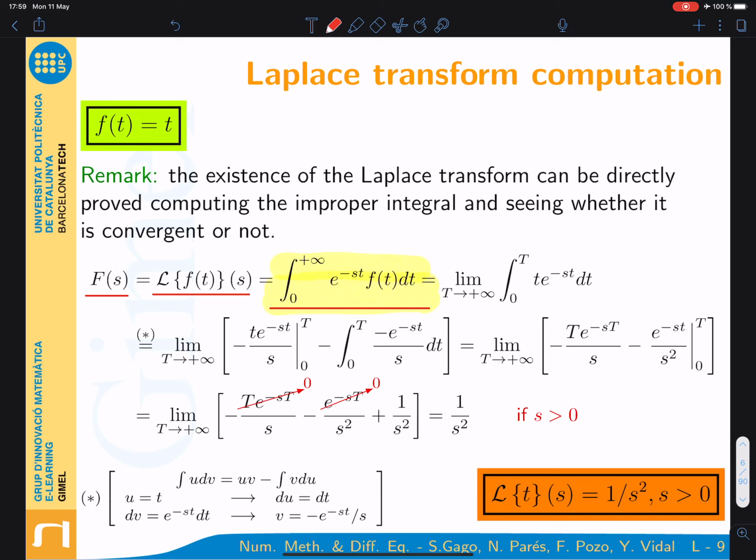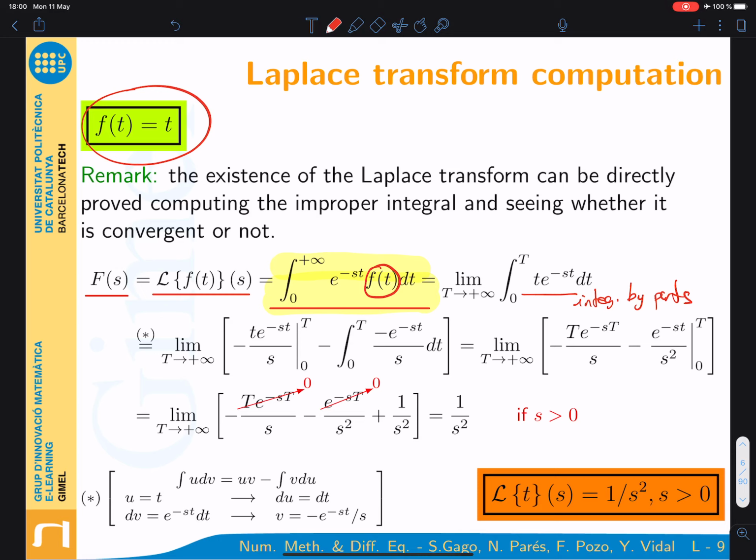Now, the next thing is to change f of t by t, because this is the function that I want to compute its Laplace transform. Now, it's very important that you note here that we already changed this plus infinity here by a capital T and a limit in front of it, okay, to solve the improper integral. Now, the first thing is to solve the integral. So we will just copy the limit and apply integration by parts here in order to solve this integral. Okay, that's important. So in order to solve this integral, we use integration by parts.